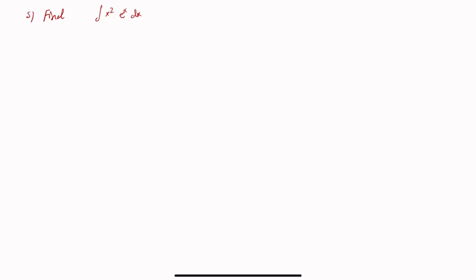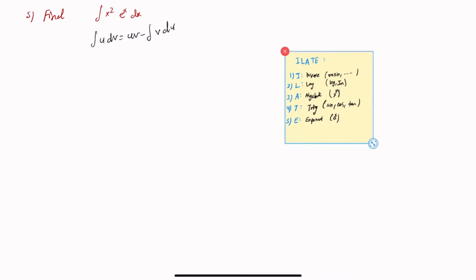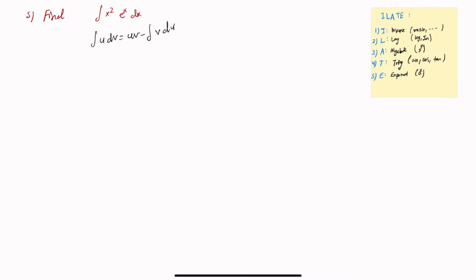So now let's try to solve this by integration by parts. Remember, integration by parts is the integral of u dv equal to uv minus the integral of v du. The first step is to determine what's u and what's dv. So I'm going to use the ILATE acronym to know what's the function that I'm going to assign to u.